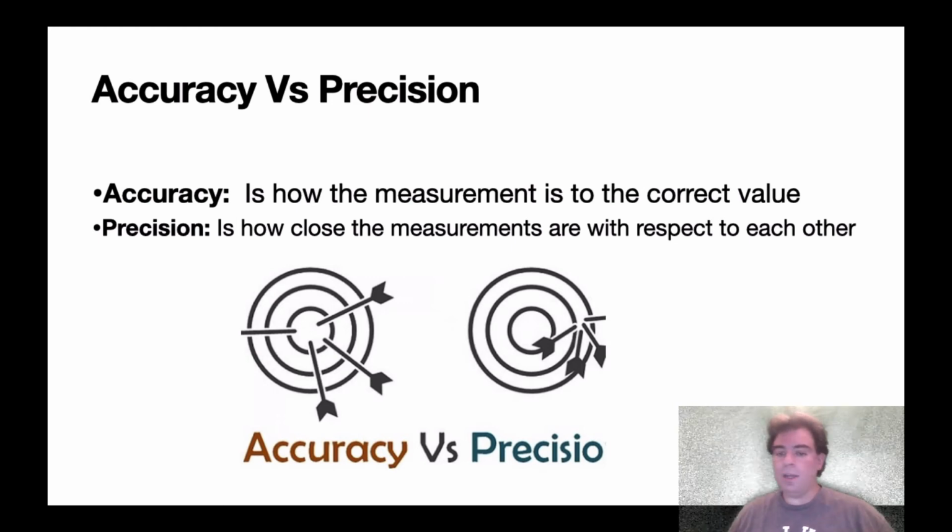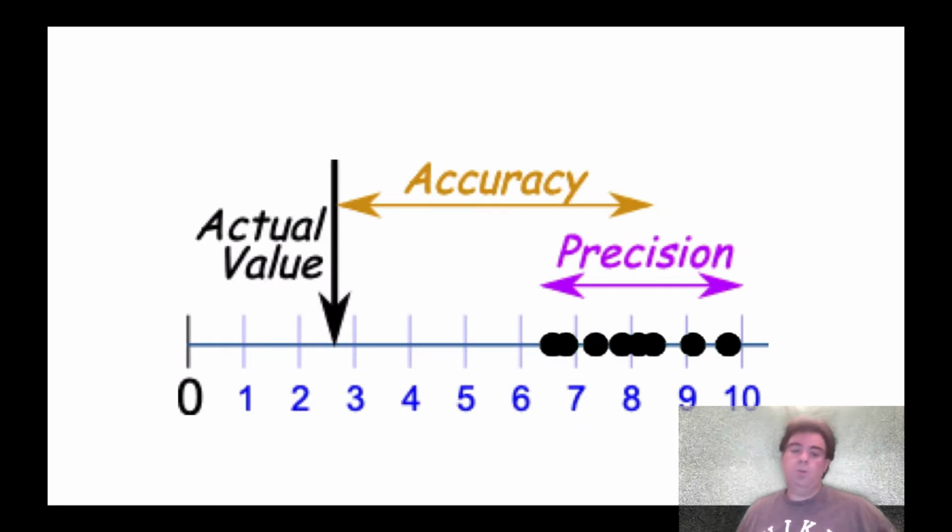But on the right-hand side, you're going to see that the arrows simply do not hit the bullseye, but rather are all concentrated to the side of the target. That of course represents that they're not close to the correct value, but rather they're in close proximity with respect to each other. Another way to look at this is, as you can see here, that's the actual value. It's between 2 and 3. So accuracy is how far away you are from the actual value, whereas precision is how close the values are with respect to each other.